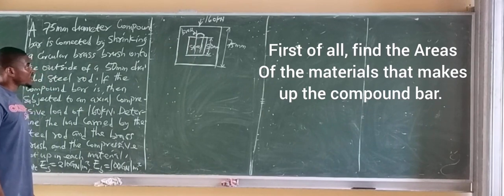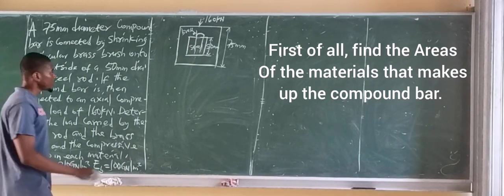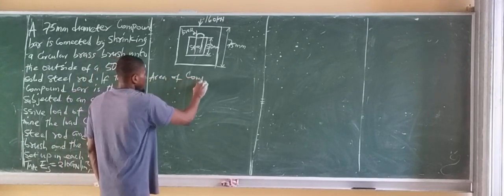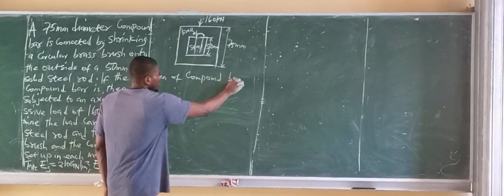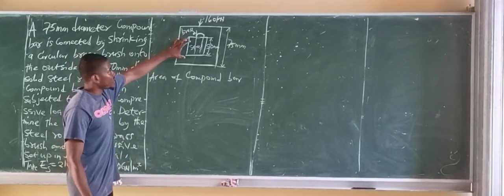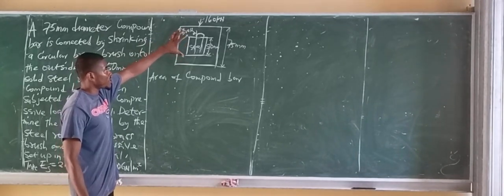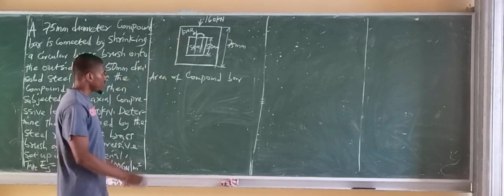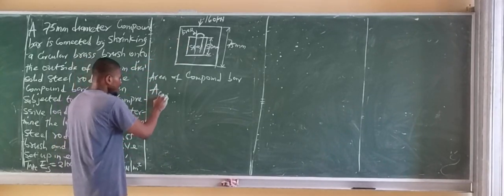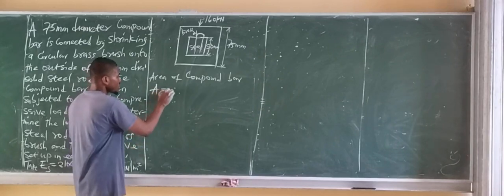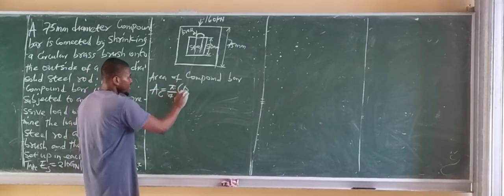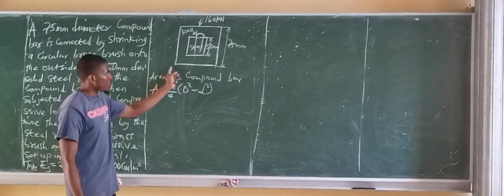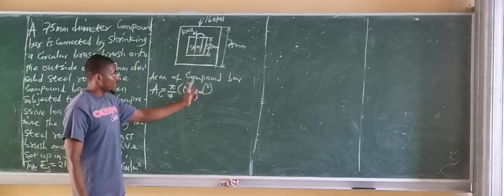Now the first thing to do is to find the area of the compound bar. Notice that the steel bar is actually inside the compound bar, which means the compound bar is a hollow section. Therefore, the area of the compound bar, using A_C to represent it, is pi over 4 times the external diameter squared minus the internal diameter squared. Capital D stands for the external diameter of the compound bar, while the smaller d stands for the internal diameter of the steel.